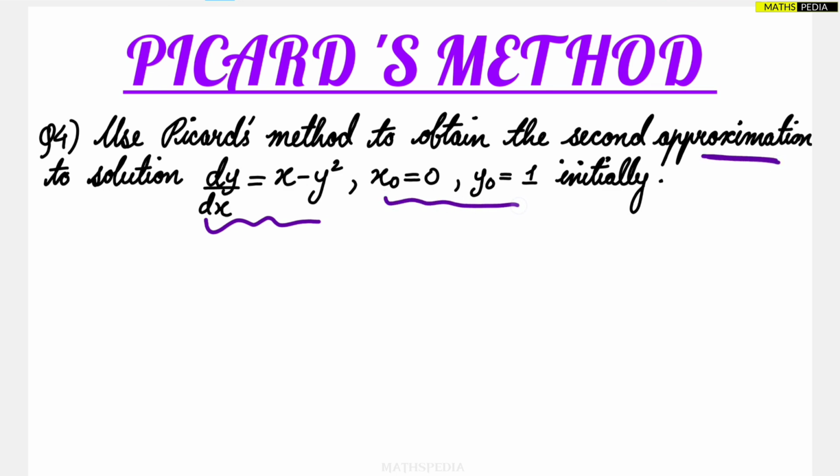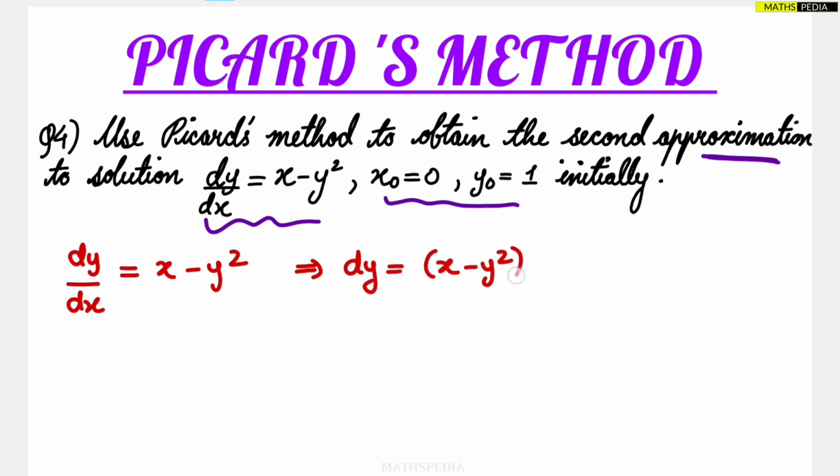And they have mentioned the initial value also, x naught equal to 0 and y naught equal to 1. So what is the first step? First step is to take the differential equation, then keep dy on the LHS and all the rest of the terms on the RHS. So dy is equal to x minus y square dx. This is the first step.